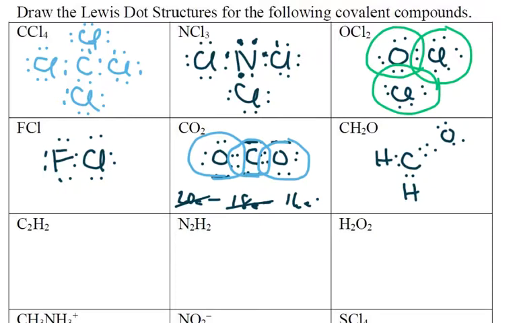Okay, C2H2. I have a carbon and I have a carbon. Hydrogens, there's 2 of them, so let's put them out here symmetrically. And we're going to have to hook on that. Well, what do we have left? Carbon has 3 electrons, I'm sorry.